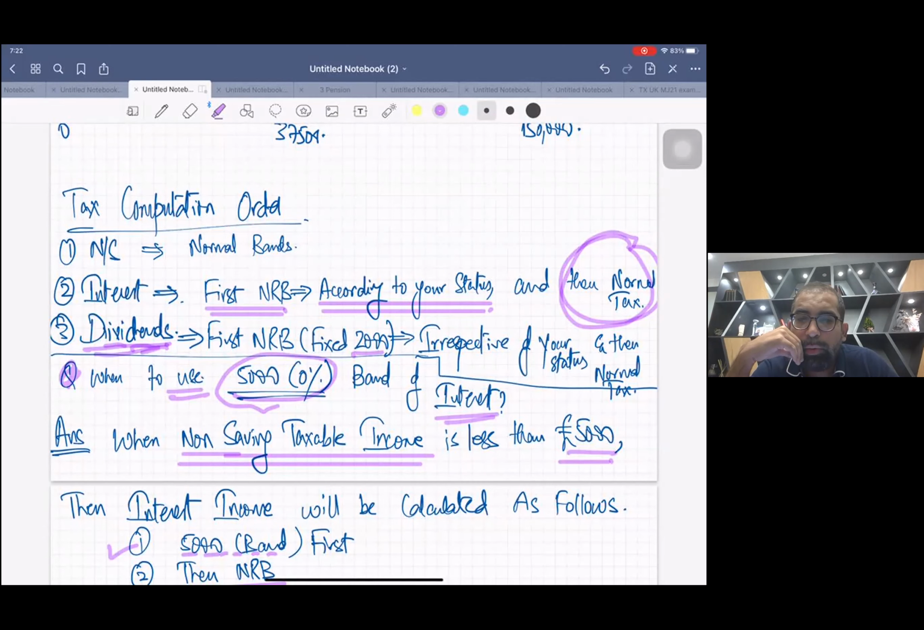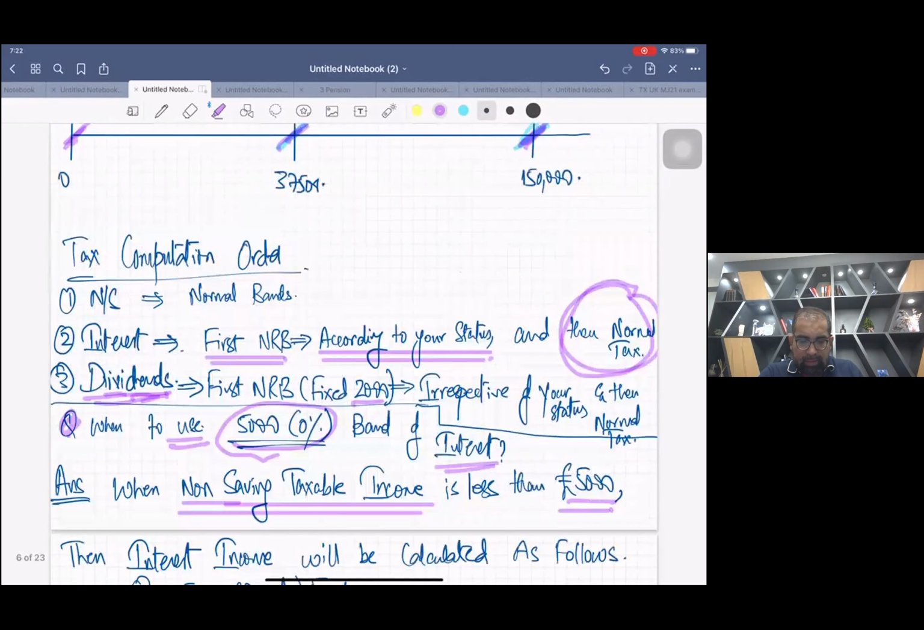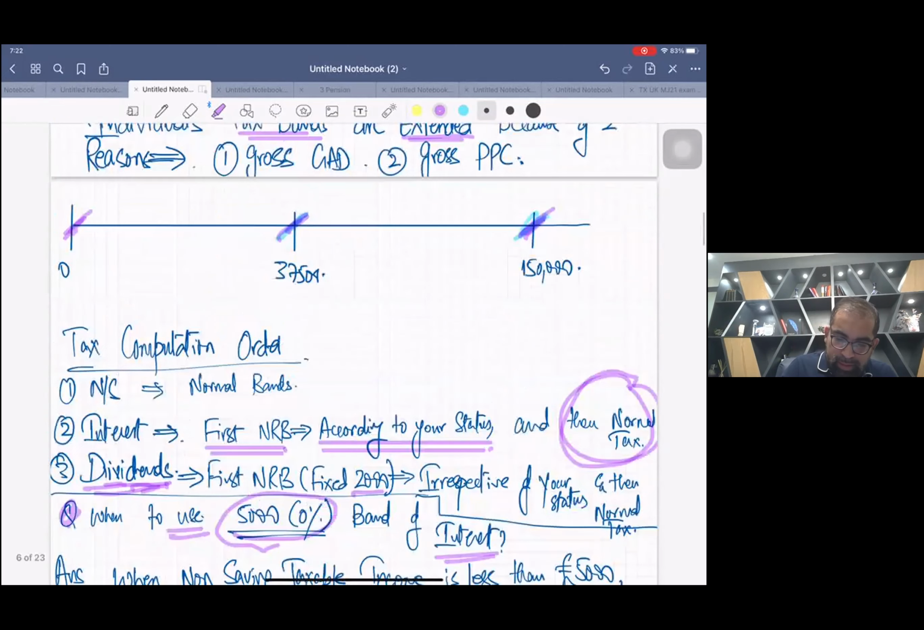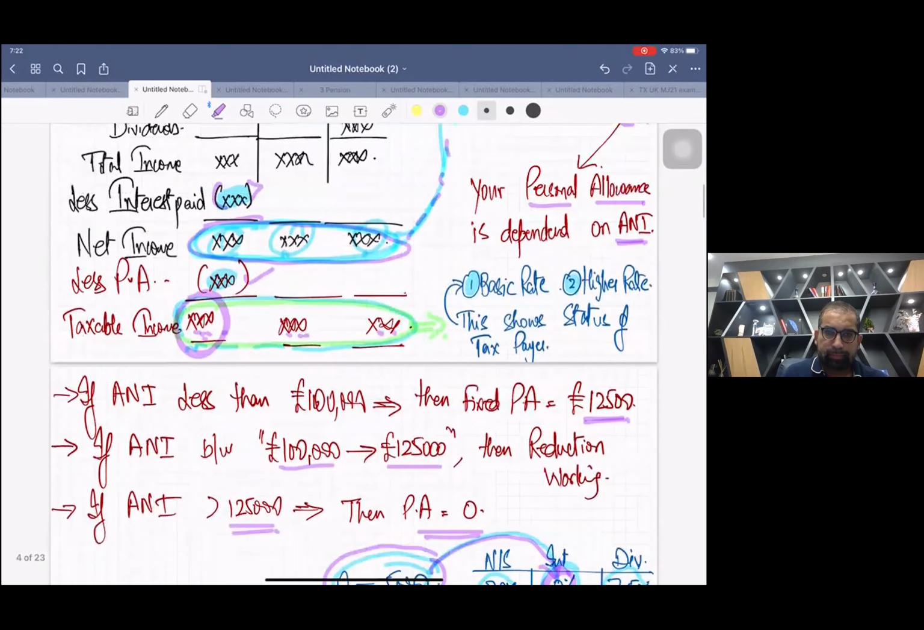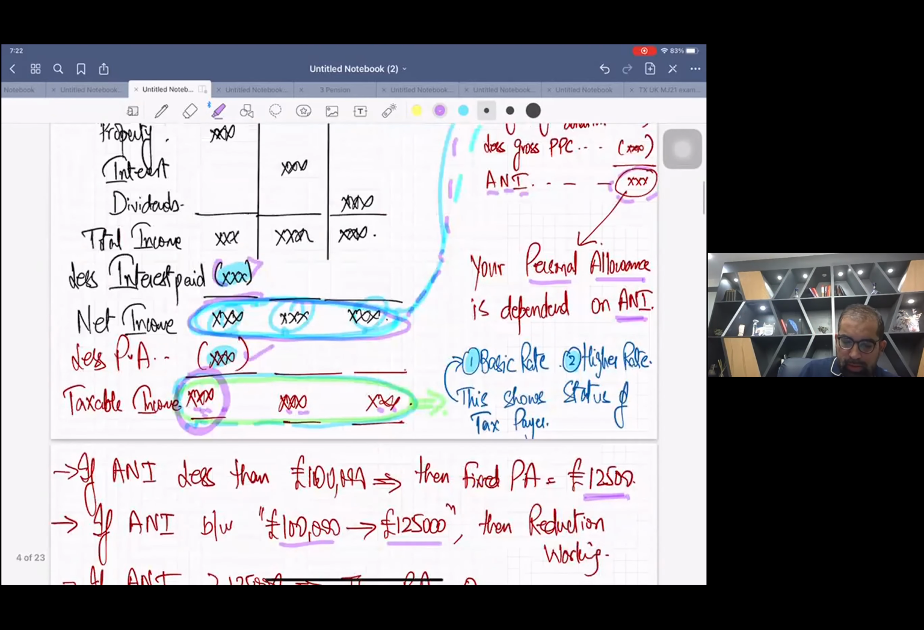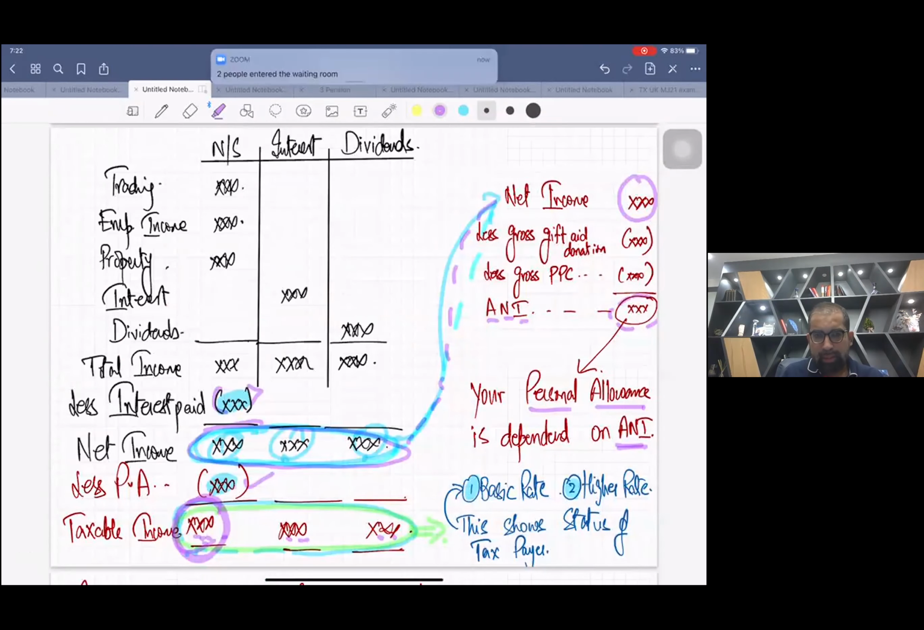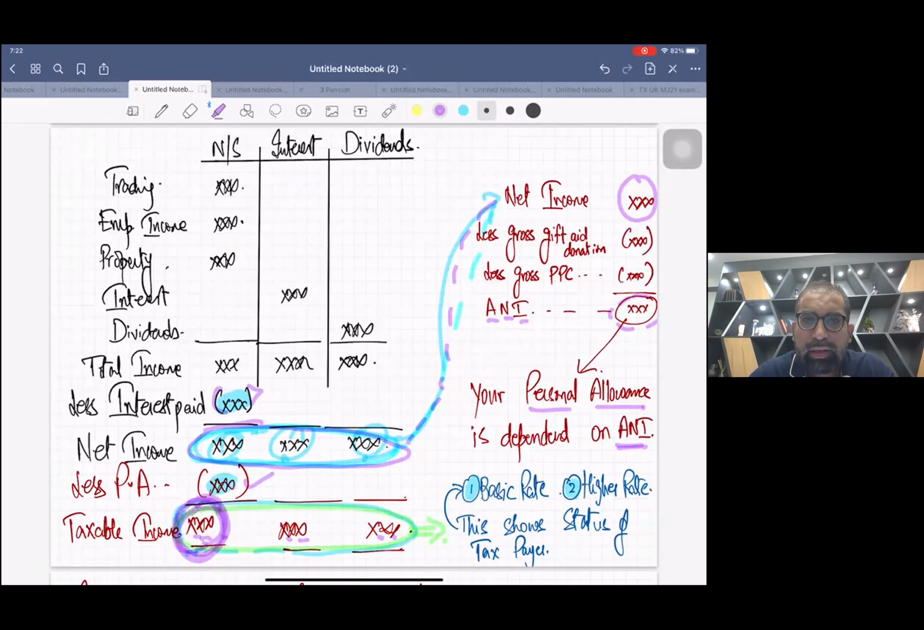Now, the second case. Look at the screen. Sometimes the non-saving taxable income is less than 5,000. This first column, the non-saving column's taxable income, is less than 5,000.